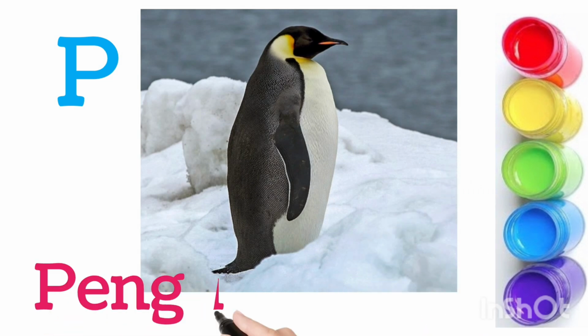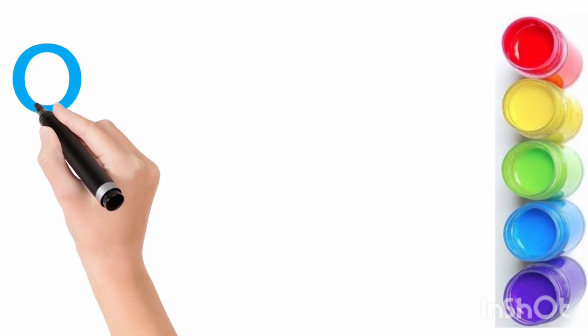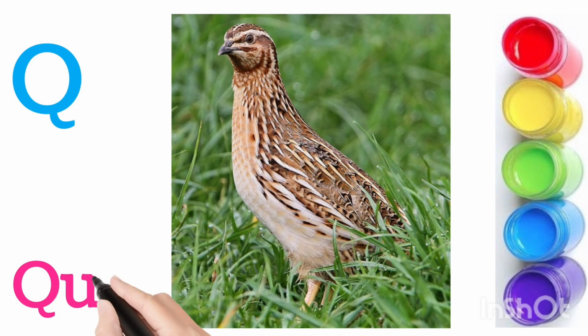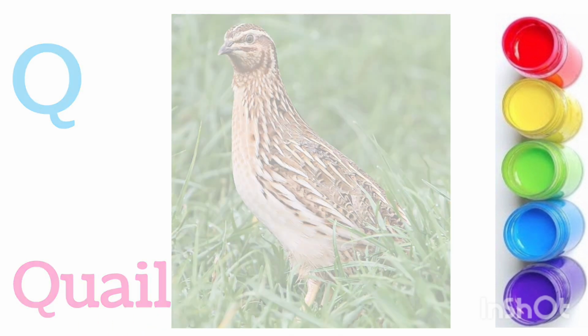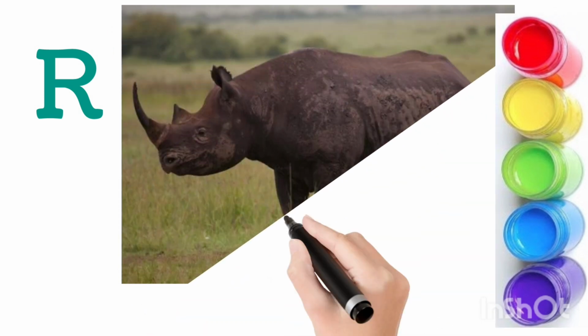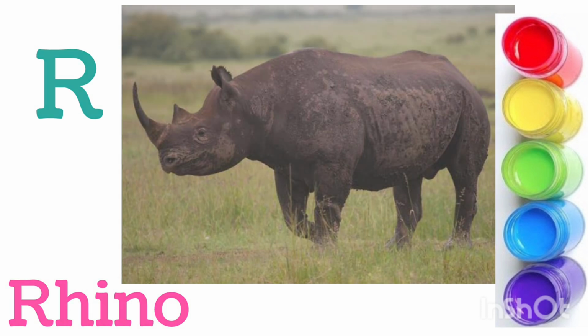P is for penguin. Q is for quail. R is for rhino.